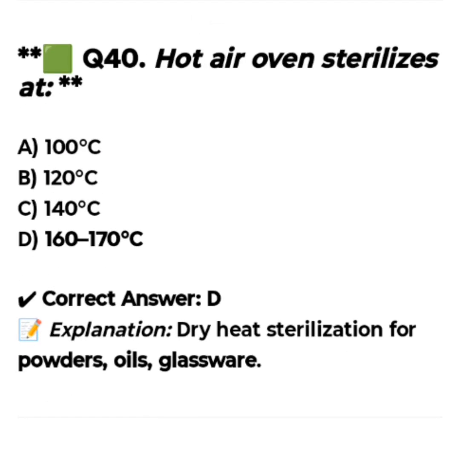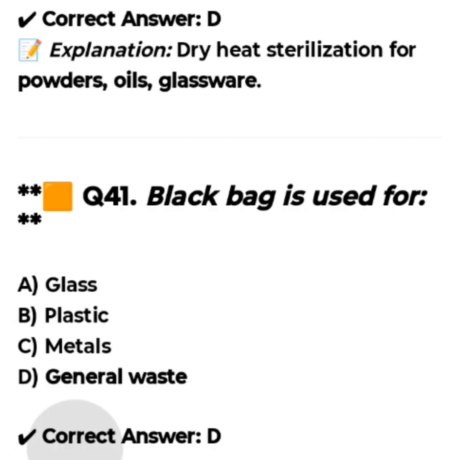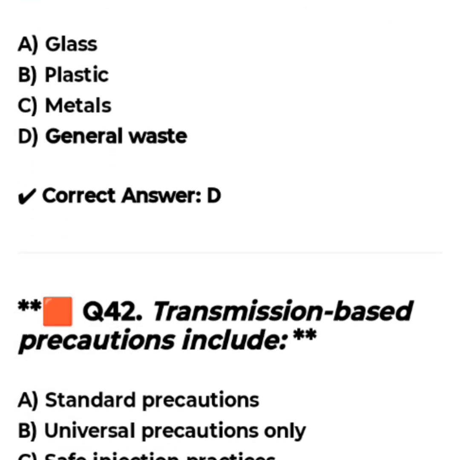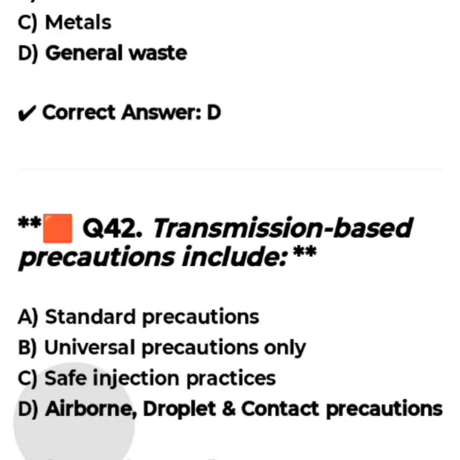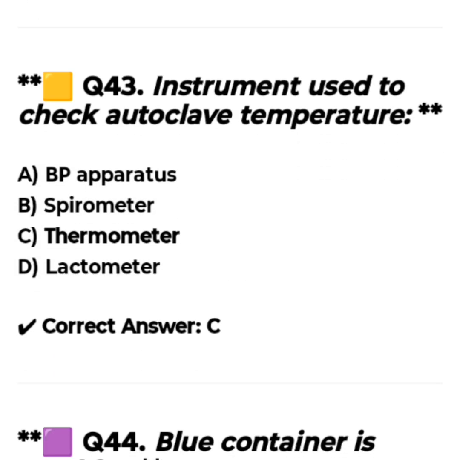Hot air oven sterilizes at. The correct answer is option D, 160 to 170 degrees Celsius. Dry heat sterilization is for powders, oils, glassware. Black bag is used for. The correct answer is option D, general waste. Transmission based precautions include. The correct answer is option D, airborne, droplet, contact precautions.